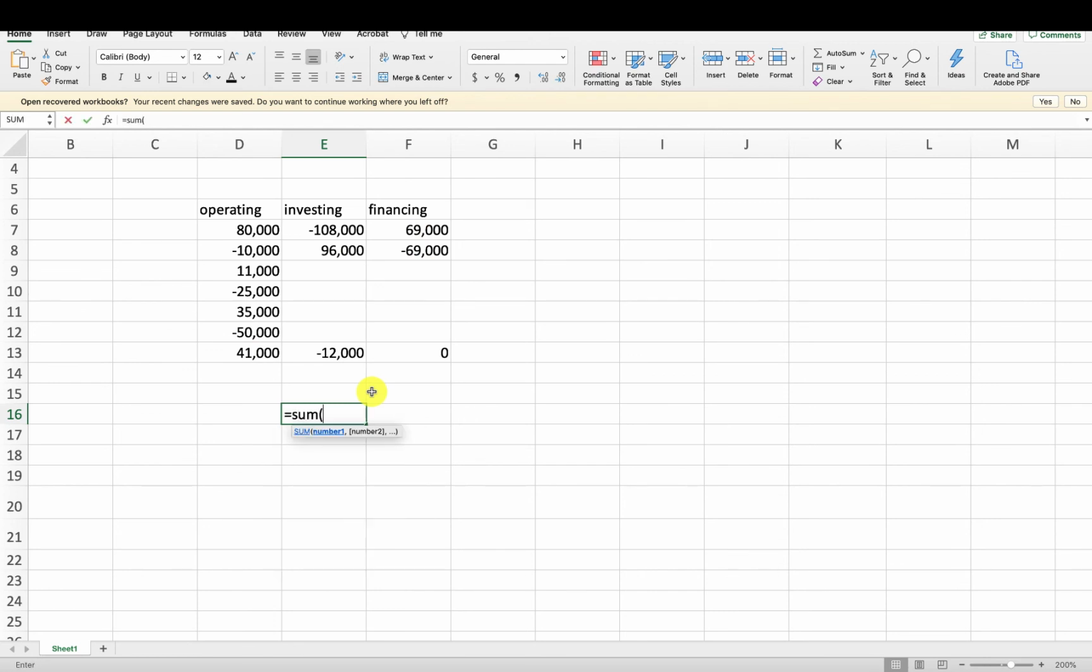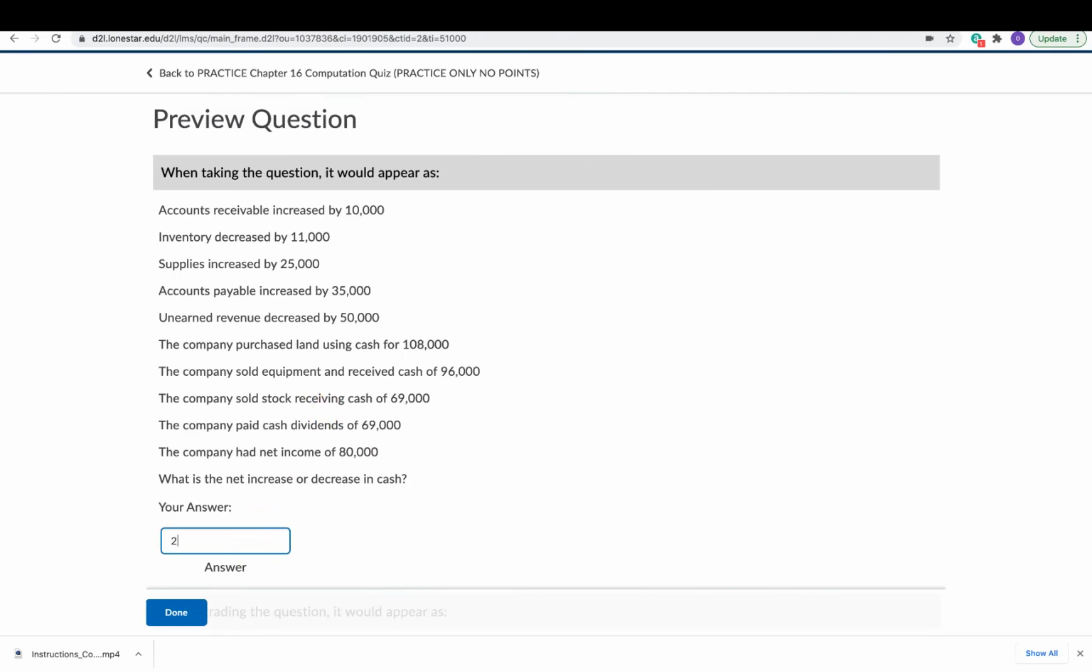Okay, so now my last step is I have the operating, the investing, and the financing. I add those three together. So I take the 41,000 plus the negative 12,000 plus the 0, and I get 29,000. That is my net change in cash. So I go over here and I enter 29,000. So for this problem, it's the longer problem. You got to find the net operating activities, investing activities, and financing activities and add them together.